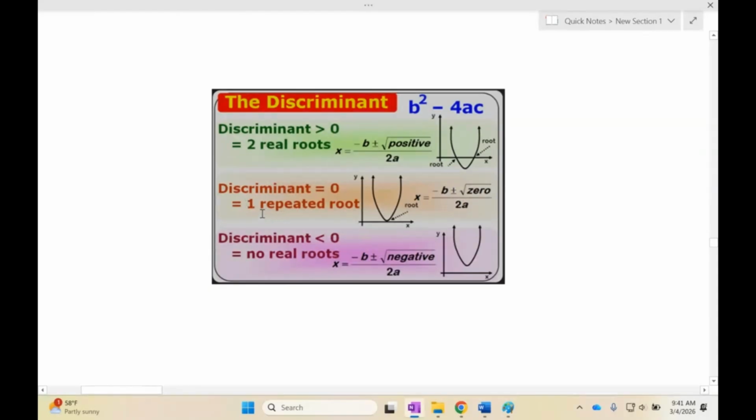If your discriminant is equal to 0, you have 1 repeated root. So it hits the x-axis and bounces off. Whenever it hits the x-axis and bounces off, this is called a repeated root. And then if the discriminant is negative, then there are no x-intercepts. Okay, we don't have imaginary values.